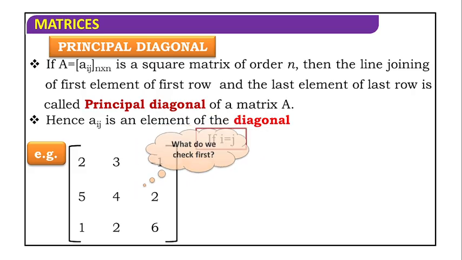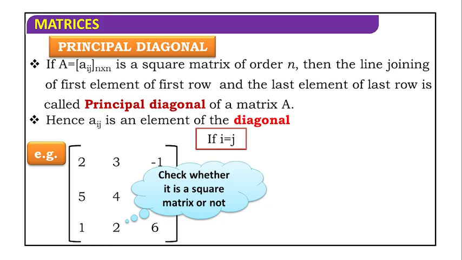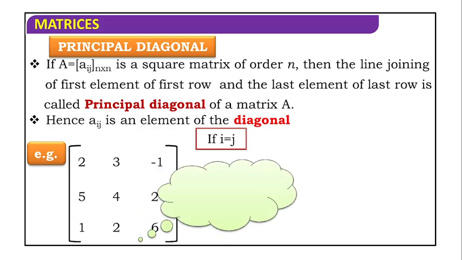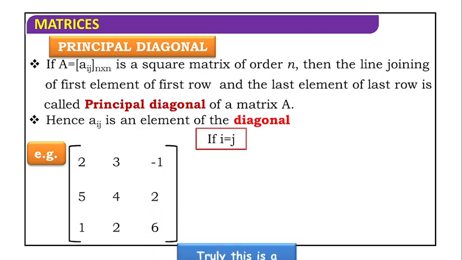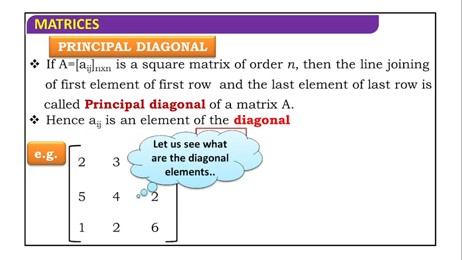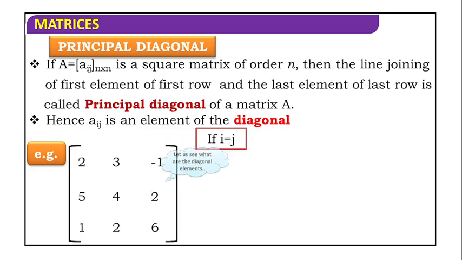Here 3 rows and 3 columns are there. Now this is a square matrix. Let us see what are the diagonal elements here. 2 is a diagonal element, 4 is a diagonal element, then 6 is a diagonal element. 2, 4, 6 are the diagonal elements of this matrix.